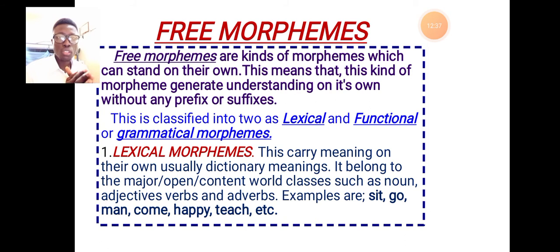They belong to the major open or content word class, such as nouns, adjectives, verbs, and adverbs. So any word that goes under nouns, adjectives, verbs, and adverbs is a lexical morpheme. For example, sit, go, man, come, happy, teach. We know that sit is a verb, man is a noun, happy is an adjective, and teach is a verb.